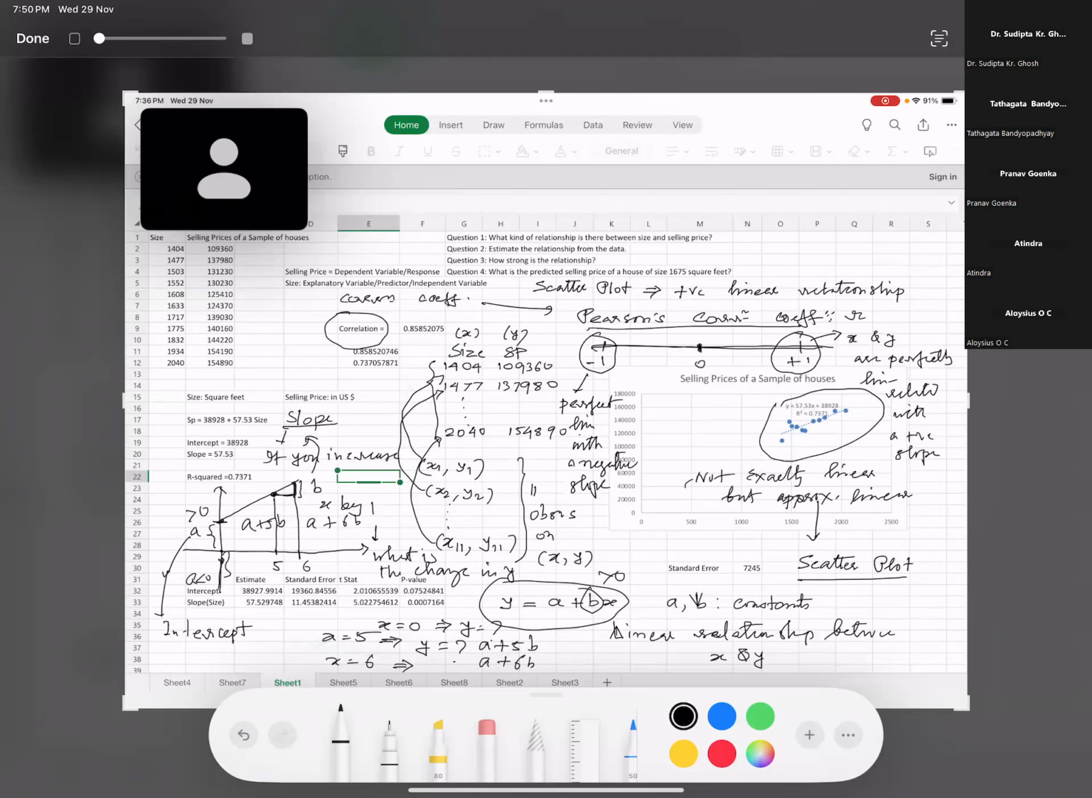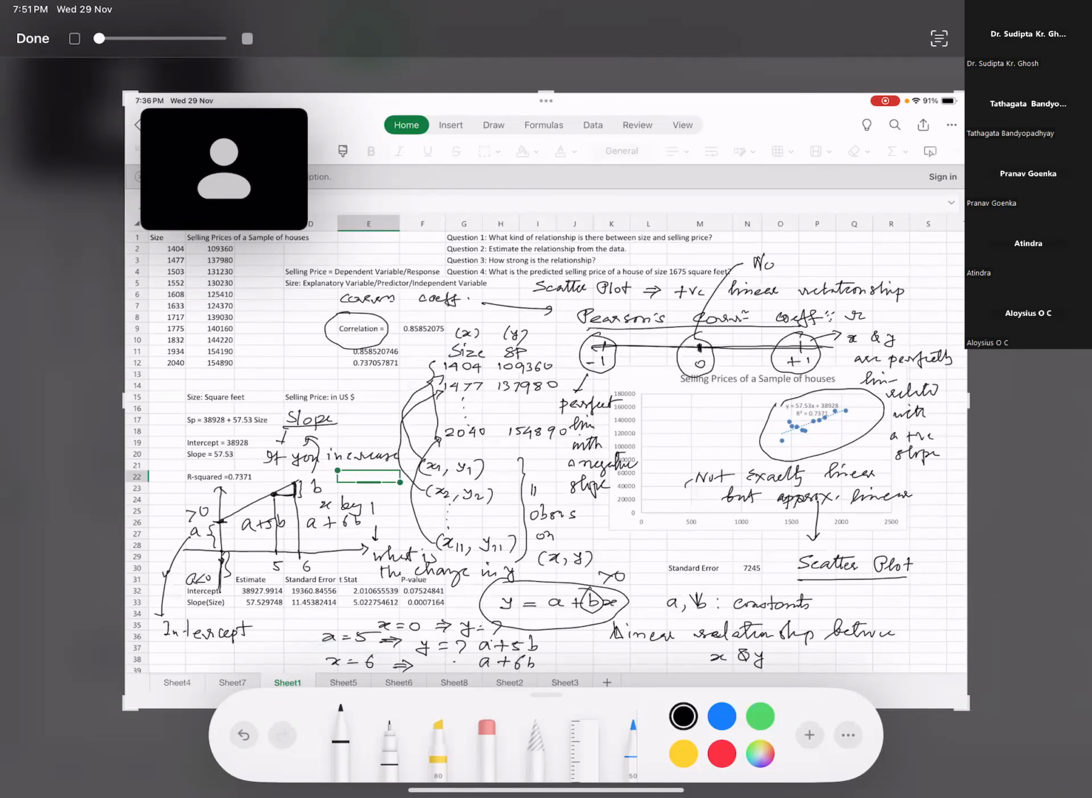So in case of +1, if you find the correlation coefficient value is +1, that means that X and Y are related in a perfect linear fashion, but with a positive slope. That means as X increases, Y increases. On the other hand, if the correlation is -1, that means again their relationship is perfect linear, but with a negative slope.